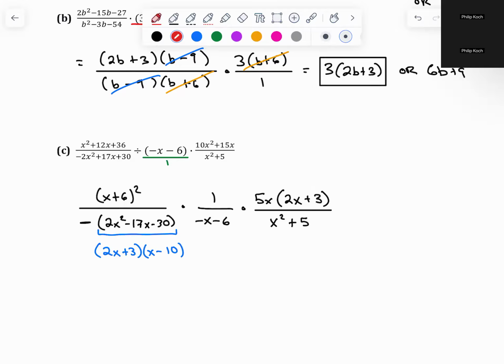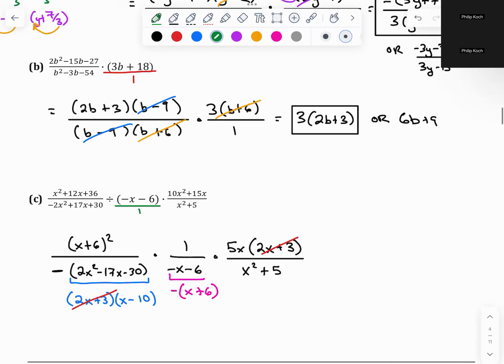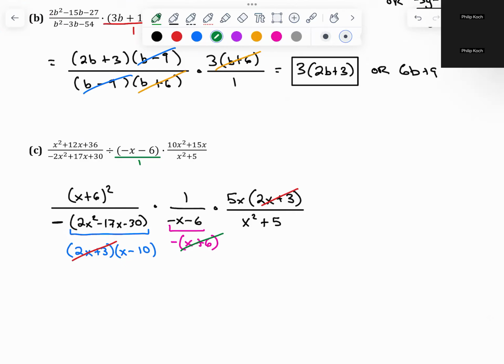And lo and behold, the 2x plus 3's cancel. And then also the x plus 6 and then the negative x minus 6. They look similar, so I'm going to try and factor out a negative 1 and see if anything happens. And it will. So I factored a negative. So instead of negative x, it's now positive x on the inside. Instead of minus 6, it's now plus 6 on the inside. And that allows us to cancel one of those factors of x plus 6, leaving us with 1 left over, and there is nothing else that can cancel.